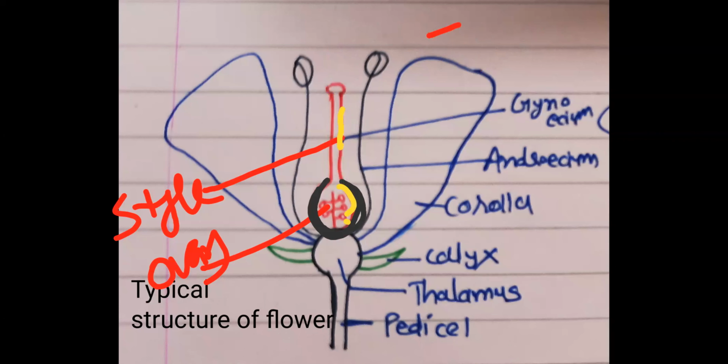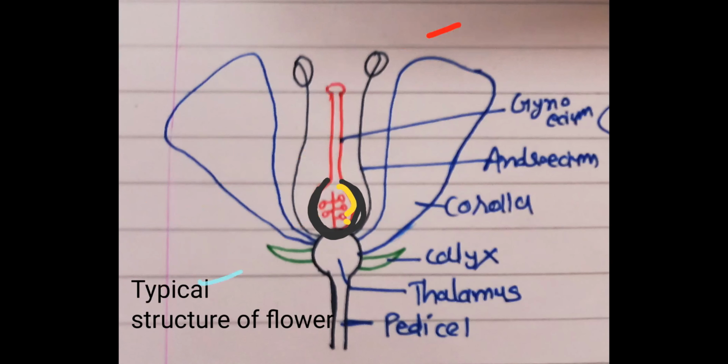So stigma, style, and ovary, these are the basic 3 parts of the female reproductive part of the flower. Ovary, the basal part, then an elongated tubular structure we call style, and on it a receptive surface area that we call the stigma, which allows the growth of pollen grain by forming a pollen tube.